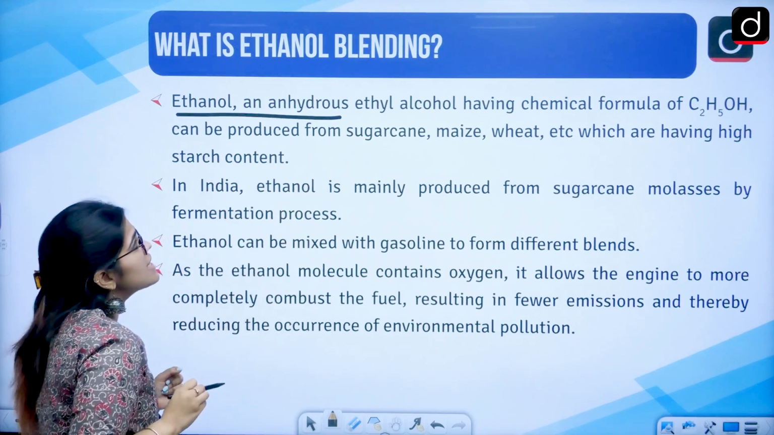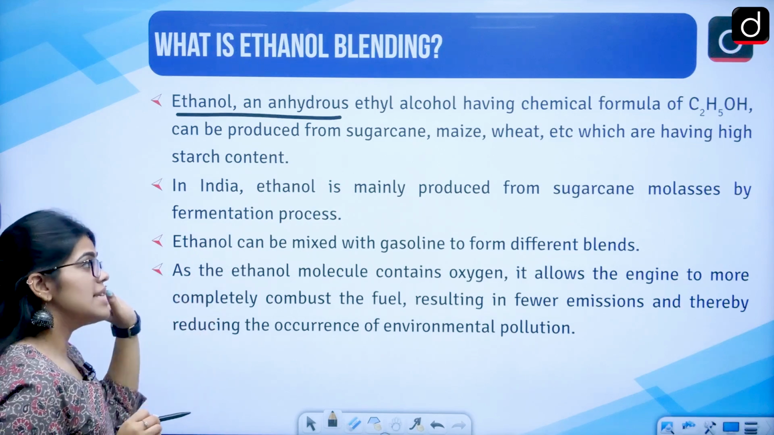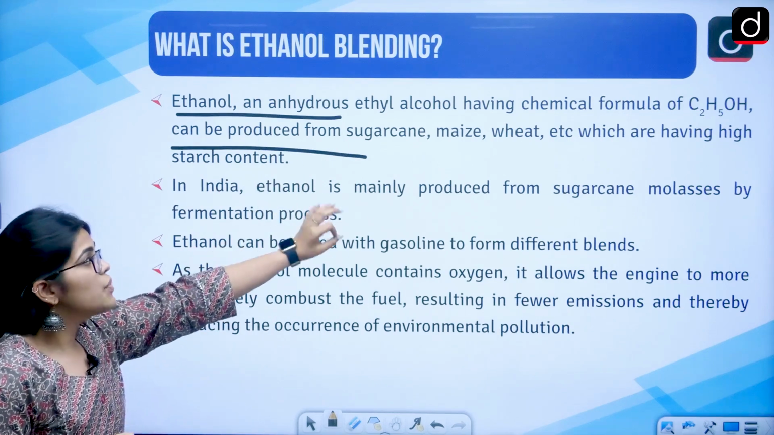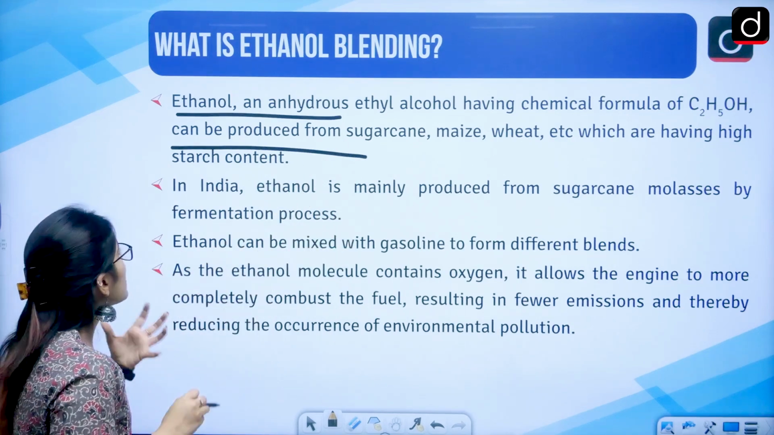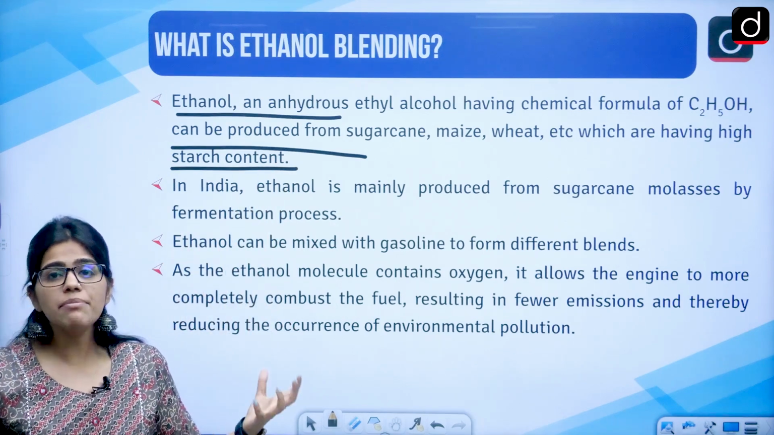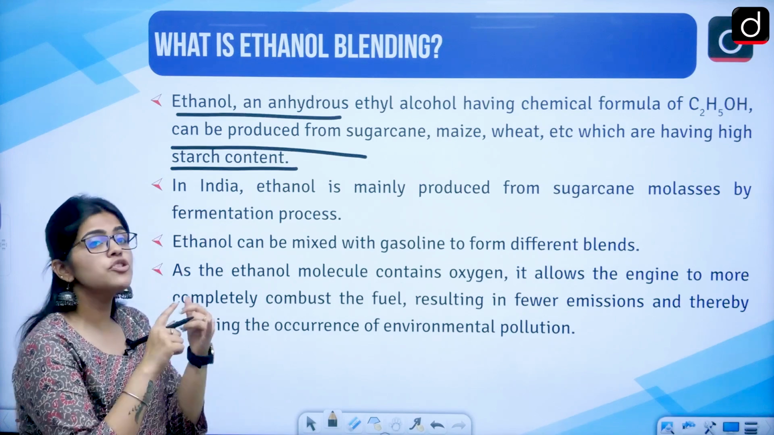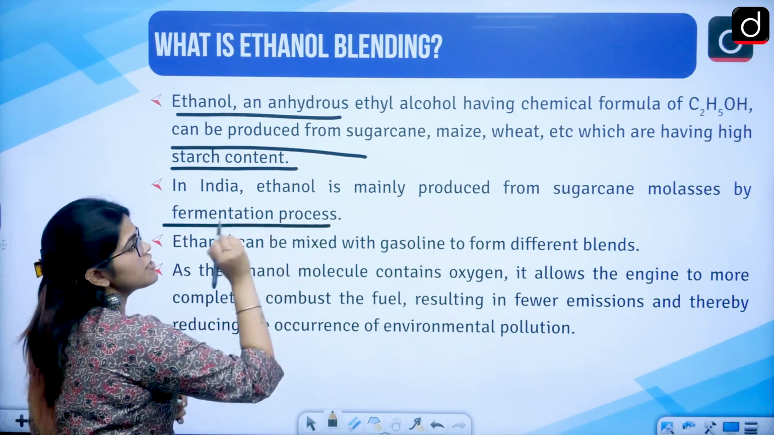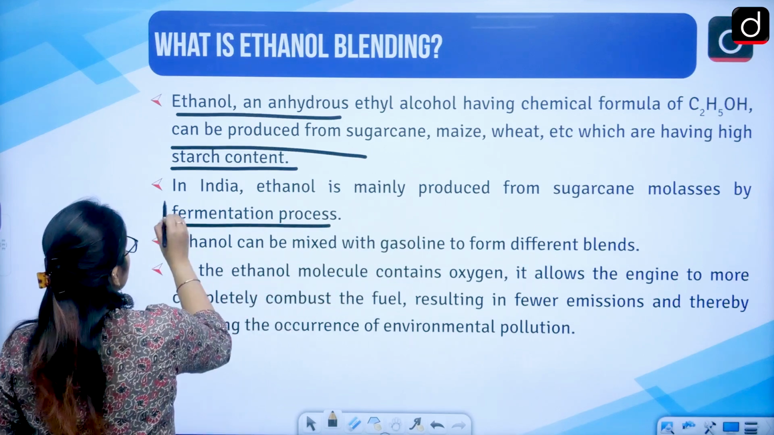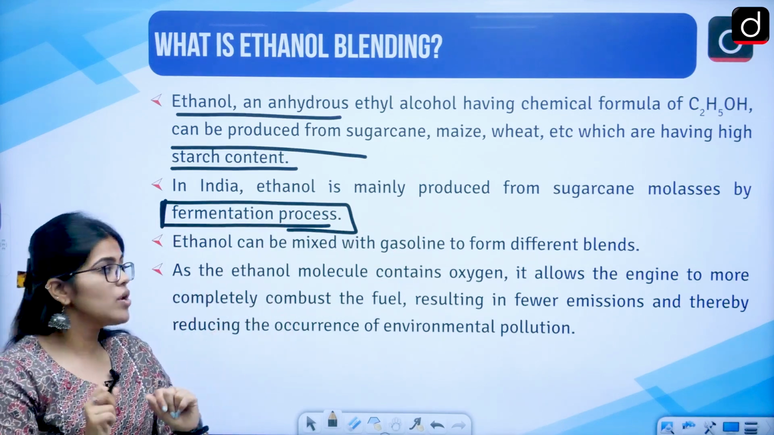Ethanol basically stands for ethyl alcohol, having the chemical formula C2H5OH. It can be produced from sugarcane, maize, wheat, etc., which have high starch content. So these materials which have a high starch content can be used to make ethanol. In India, ethanol is mainly produced from sugarcane by the fermentation process. The molasses of the sugarcane are combined together, and with the process of fermentation, we can make ethanol.